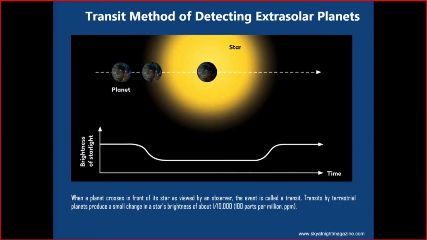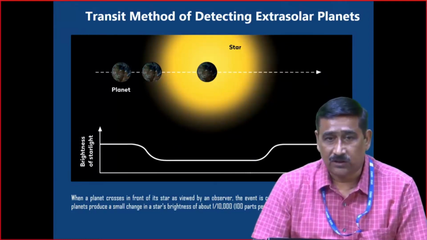Whenever the planet crosses the star, there will be a dip in the star's brightness. Generally, this dip is very, very small, maybe 1 in 10,000. So if our instrument is able to detect that dip, it means there is some planet revolving around that particular star. This method is called the transit method, and Kepler worked on this principle.